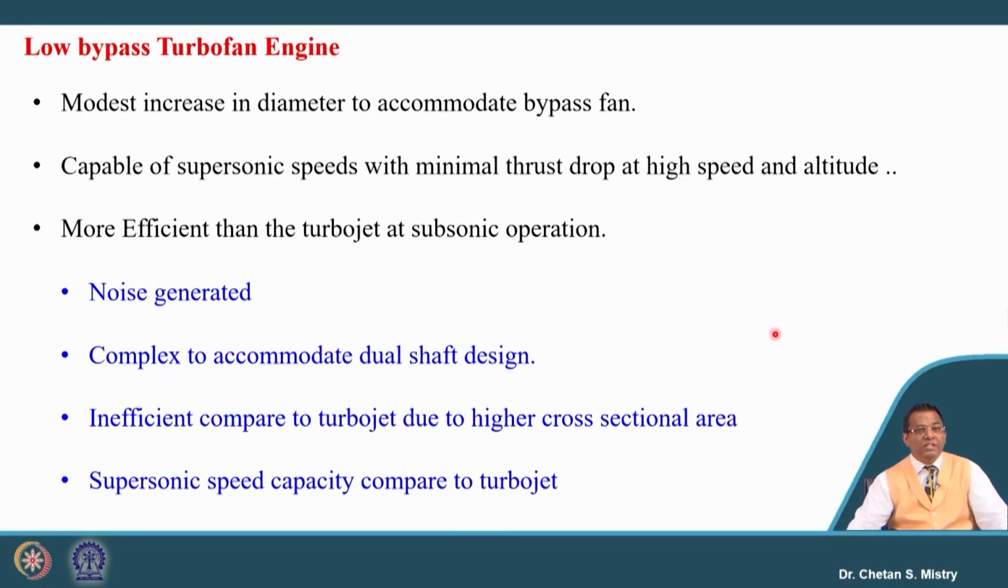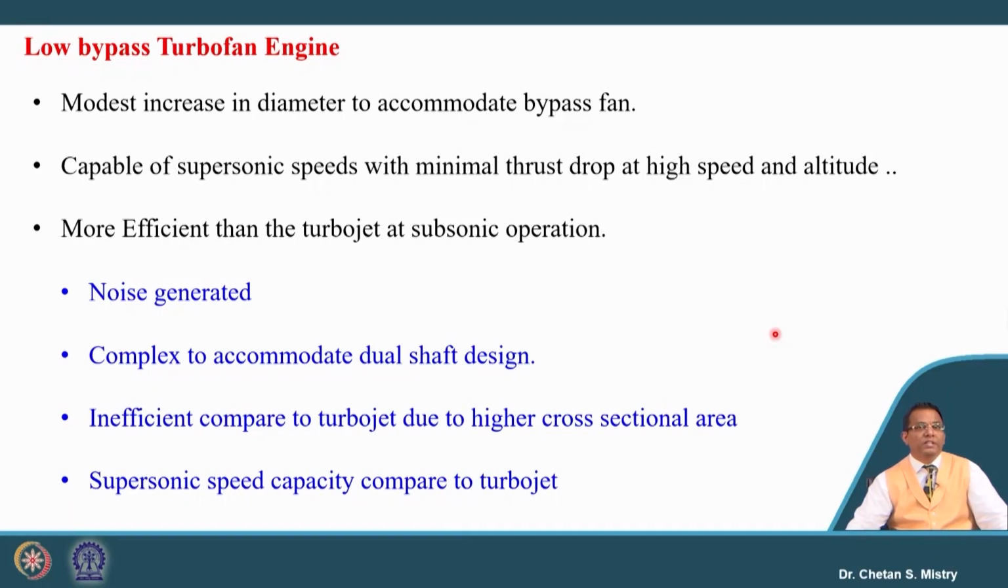But still, in this case, since the exhaust velocity coming from the core engine is of high magnitude, that has led to increased noise. It is a little complex to accommodate the dual shaft configuration. If we look carefully, rather than a single fan, it may be possible that low bypass ratio turbofan engines have more than one fan, maybe a one fan or three fan configuration, and that leads to increased complexity in terms of construction.